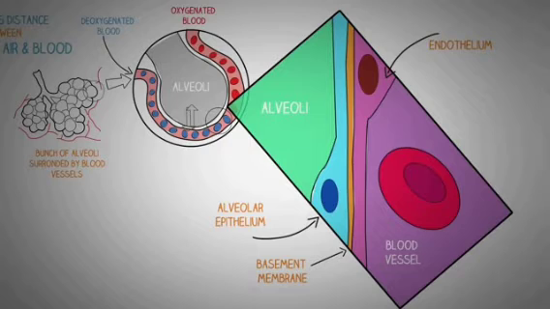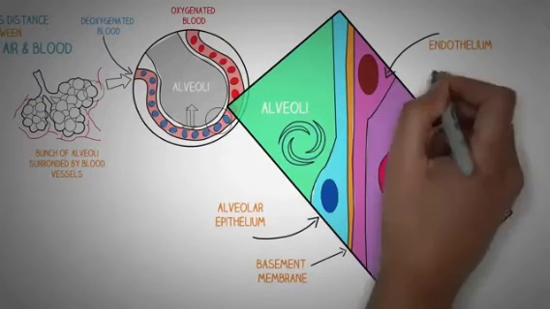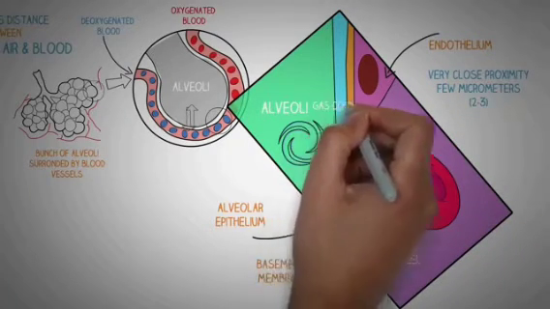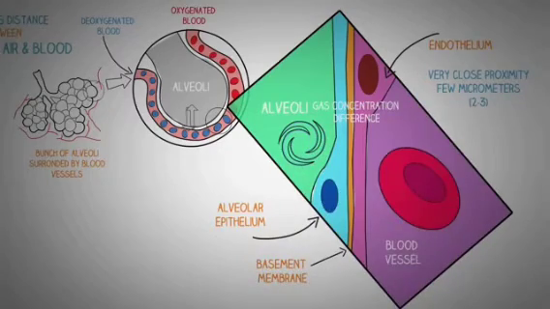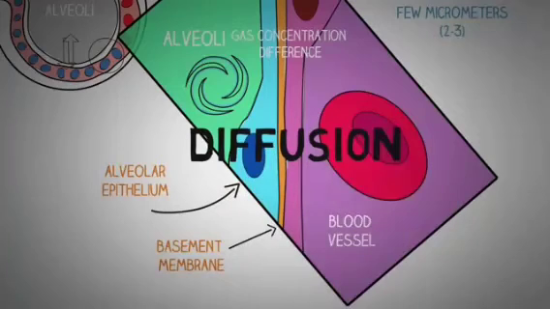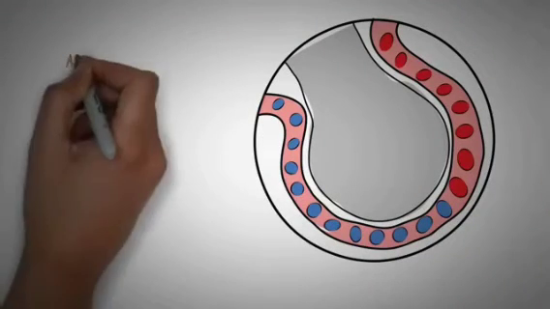dioxide. Due to the very close proximity and the law of diffusion, that is, the movement of substances or air takes place from high concentration to low concentration, the oxygen moves from the alveoli cells to the blood and the carbon dioxide from the blood to the alveoli cells.